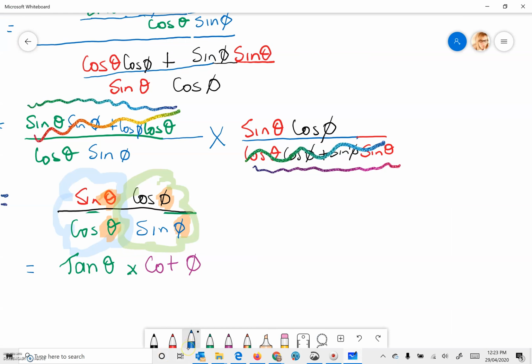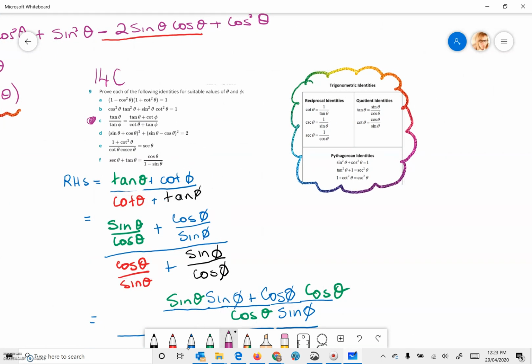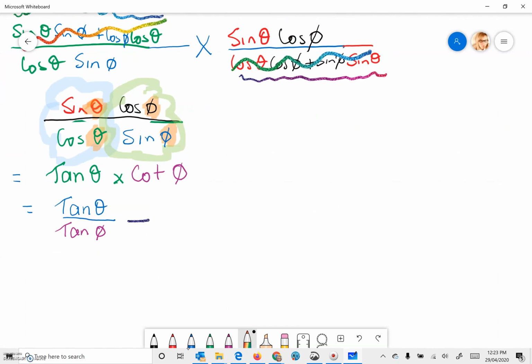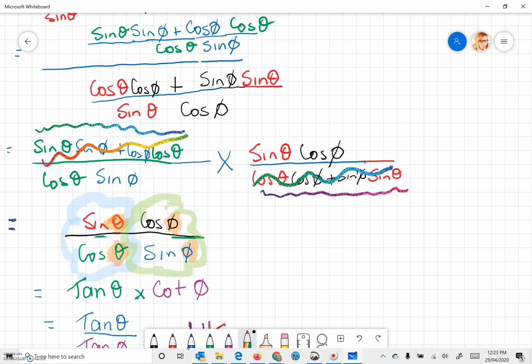So all up, that equals tan theta over, now cot phi is actually 1 over tan phi. And I'm pretty sure that's where our beginning was. What were we trying to prove? We were trying to prove that tan theta over tan phi. So get excited now, so that equals our left hand side as required. So even though they can look a little bit nasty, just keep working through it and thinking about what you're doing.